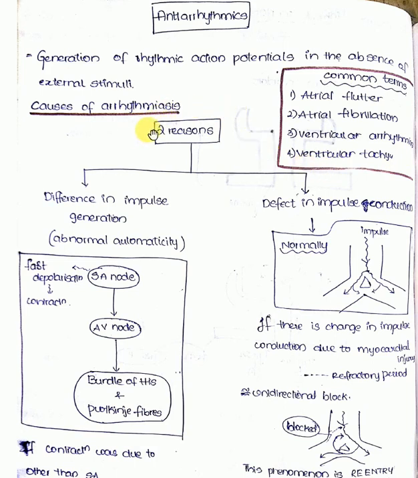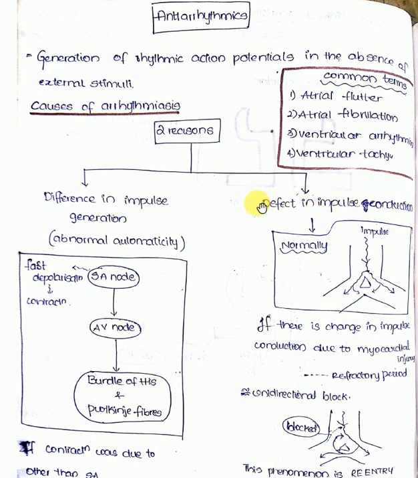So what are the general causes of arrhythmias? There are two common reasons causing arrhythmia. The first is a difference in impulse generation, which we can also call abnormal automaticity. The second is a defect in impulse conduction, that is, a change in impulse conduction in the heart.